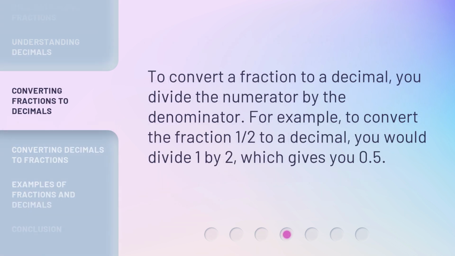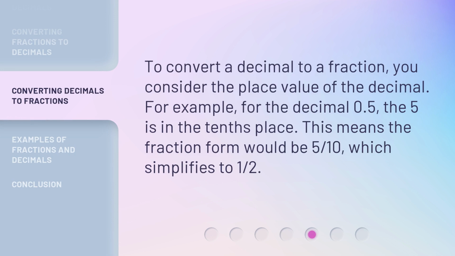To convert a fraction to a decimal, you divide the numerator by the denominator. For example, to convert the fraction 1/2 to a decimal, you would divide 1 by 2, which gives you 0.5.